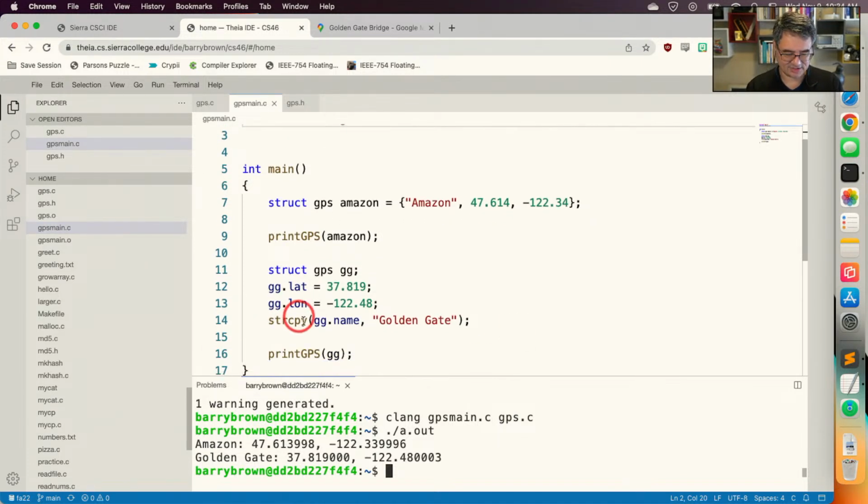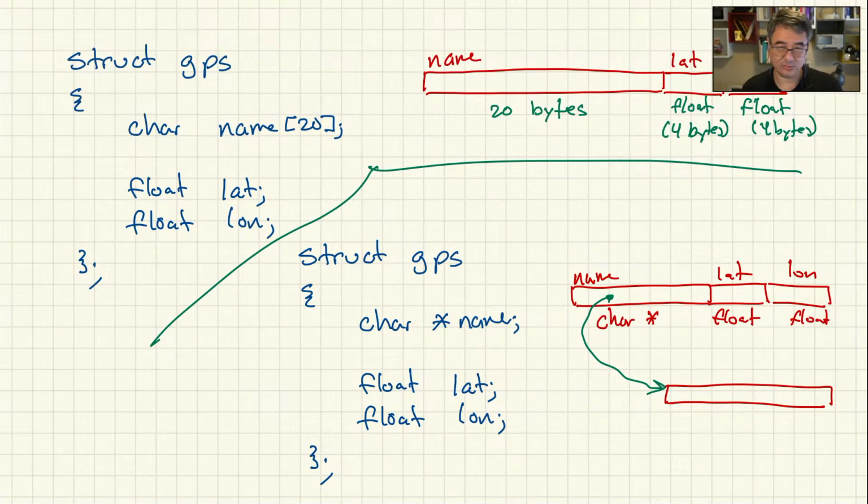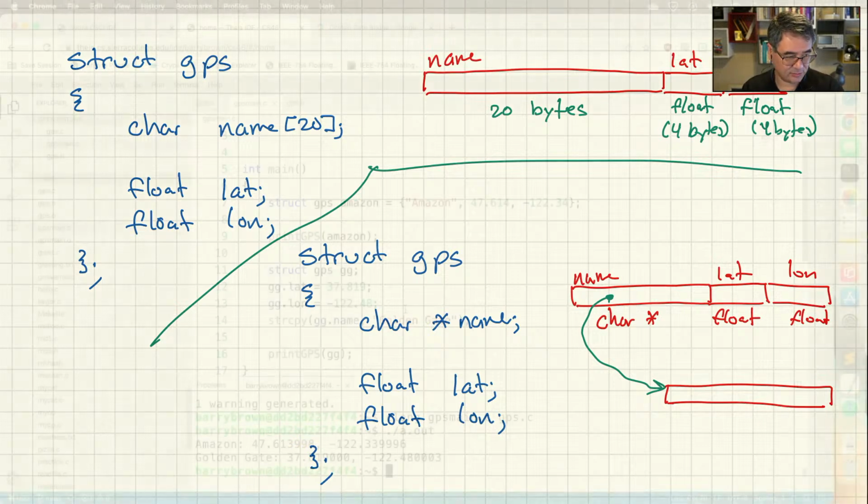Okay, so that was the fix, putting string copy in here. But why was that the fix? And why didn't we have to do it up here? So it gets back to the way that the variables are stored within the structure. We're using the first one up here. We're using this one here. So the name field contains the 20 bytes that are actually going to hold the individual characters of that string. Let me put it back the way it was before.